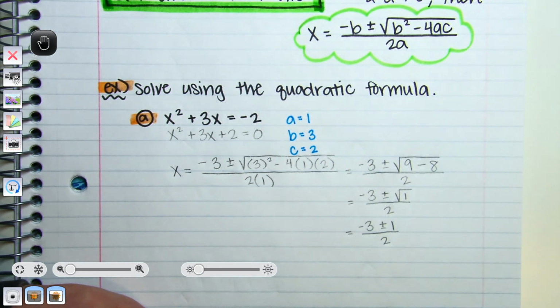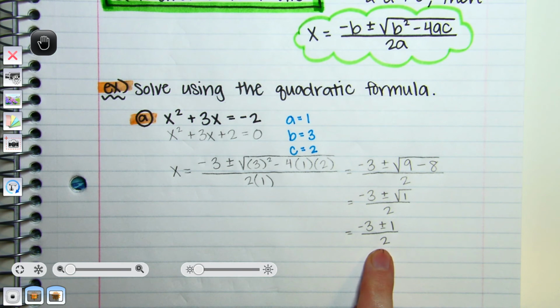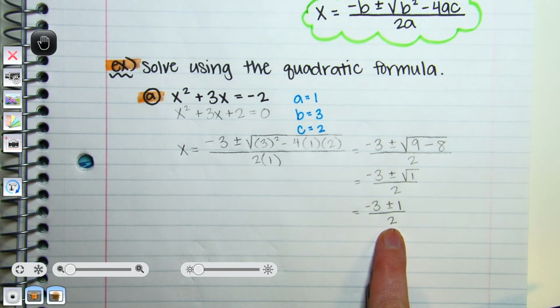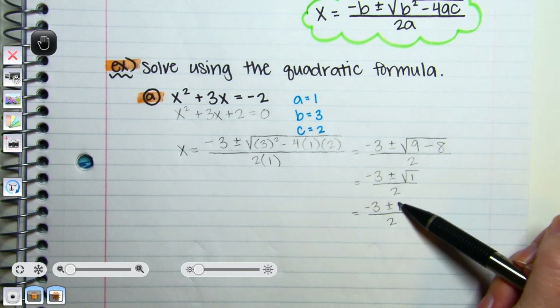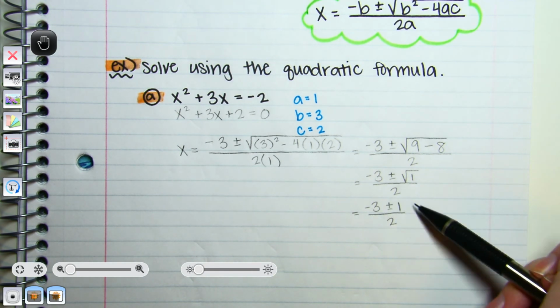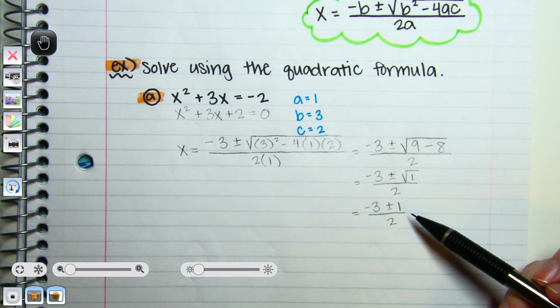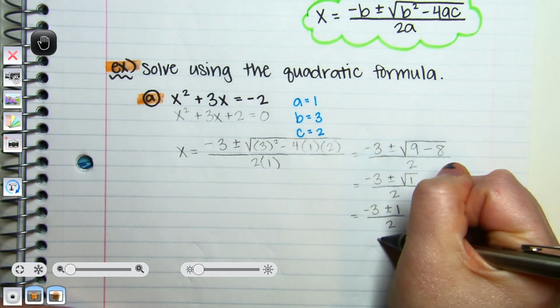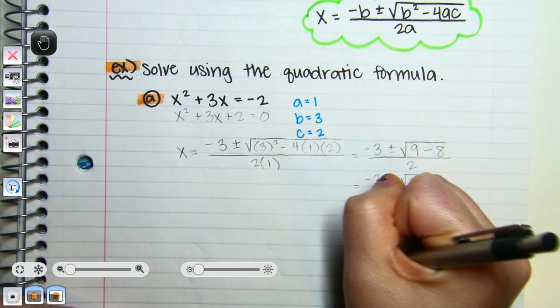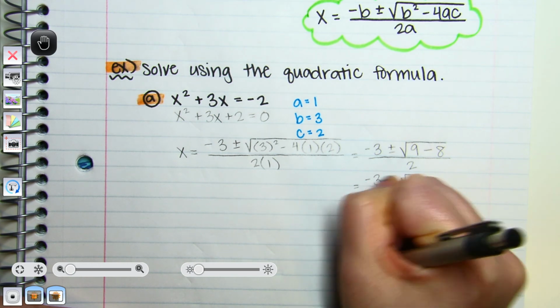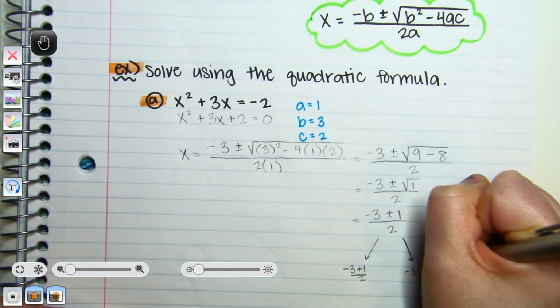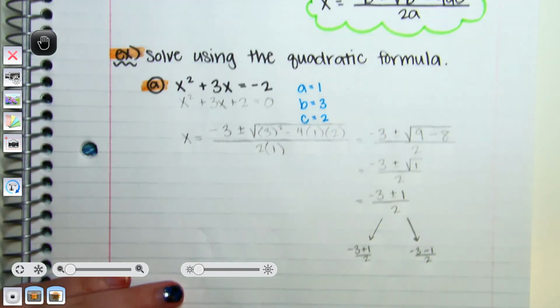I wanted to give you a nice one first so that you can see easily how to break up this answer. So because this is plus or minus, when it's written like this and you don't have a radical, I want you to finish simplifying this because you're able to. Having this plus or minus here means you are going to have negative 3 plus 1 divided by 2 and negative 3 minus 1 divided by 2 for that plus or minus.